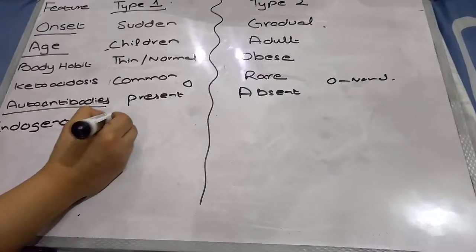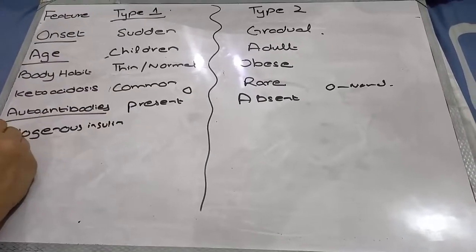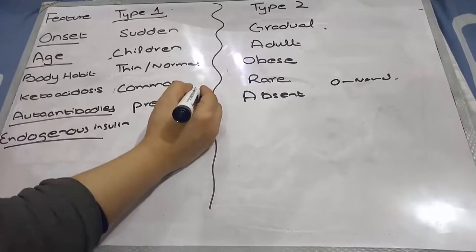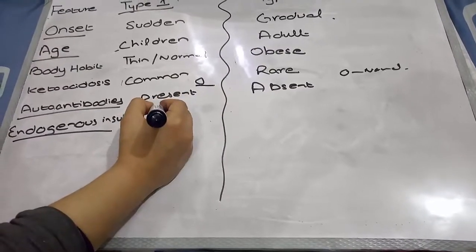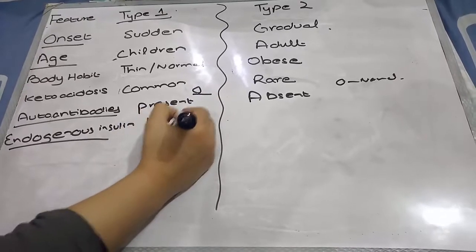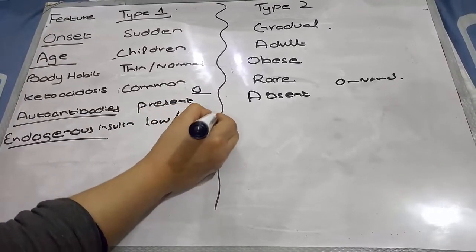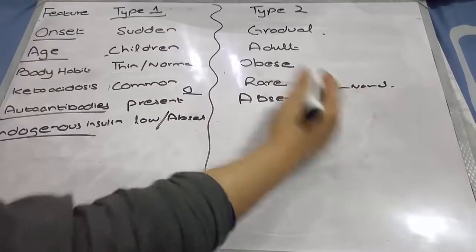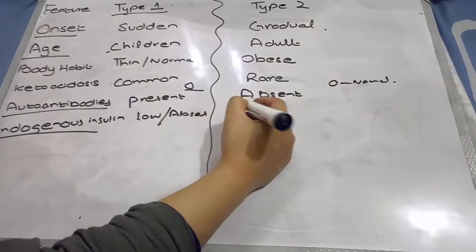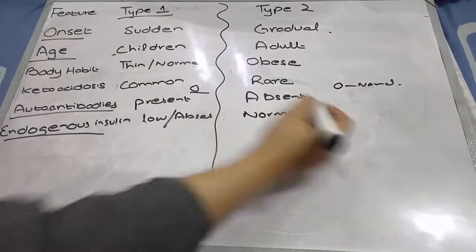Endogenous insulin, due to the destruction of beta cells, is absent in type 1 diabetes. Because the beta cells are normal in type 2 diabetes, insulin production is normal.